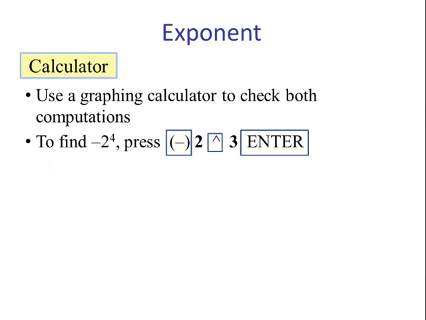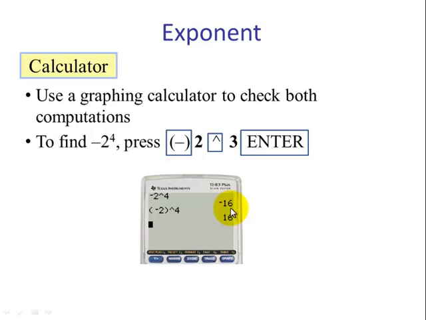If we hit the negative sign, 2, the caret key, which means power, 4, and hit enter, we get a negative 16. If we put parentheses around the negative 2 and raise it to the 4th power, we get a positive 16.